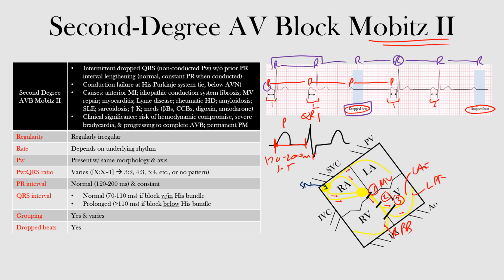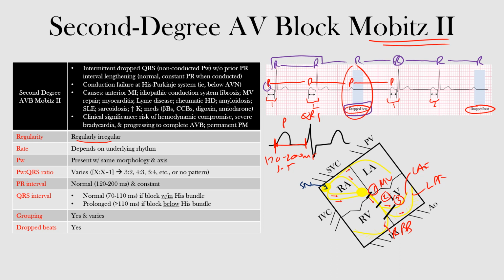Now let's go through our chart here and look at the EKG features. So in terms of the regularity, we see this is a regularly irregular rhythm, okay? Even though we have regular intervals throughout, we do have this dropped beat that really does mess up our R to R intervals, okay? So that's a regularly irregular rhythm.